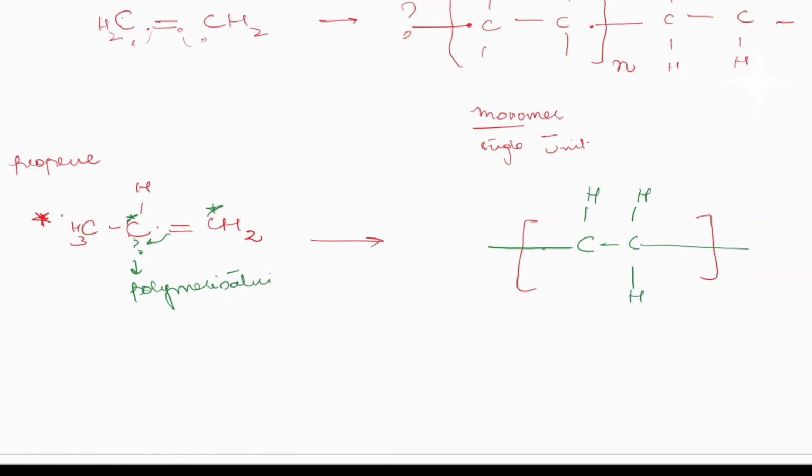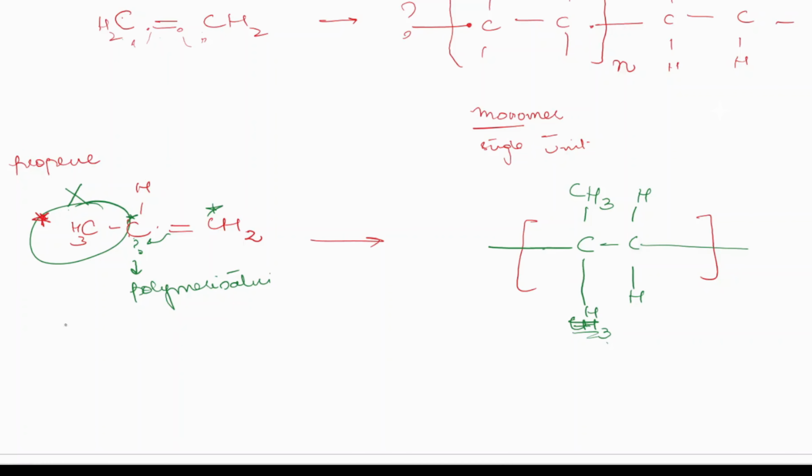So this CH3 would be here as a branch, not a chain, a branch. This one is not going to take part in polymerization. So this would be present at the bottom, or you can make it over here. But it should be present as a branch now.